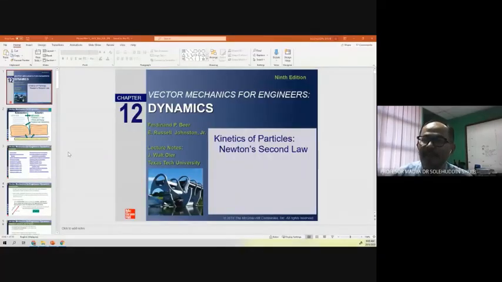To again proceed to the next chapter on Vector Mechanics for Engineers: Dynamics. Today I'm going to proceed with the chapter on kinetics of particles. In kinetics of particles, we have three important techniques to be discussed. Number one is Newton's second law, number two is the work and energy method, and the third one is impulse.